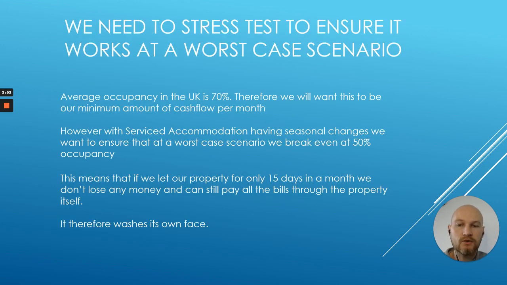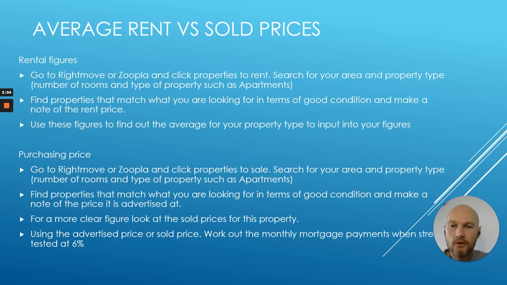So what we need to do is stress test it. So we've done 6% there. Your mortgage might only be 1-2%, but the reason we're stress testing it at 6% is because if the interest rate goes up, which is at an all-time low, which has just gone up recently, it's still very low for what it's been in history.